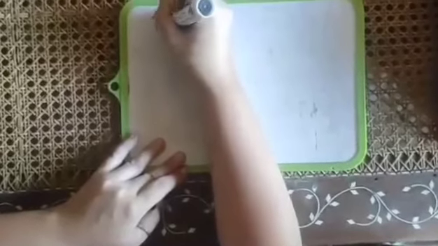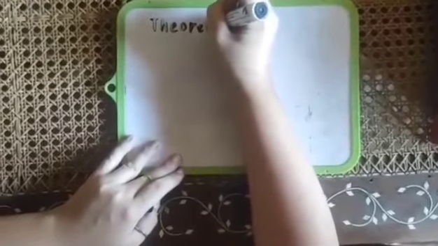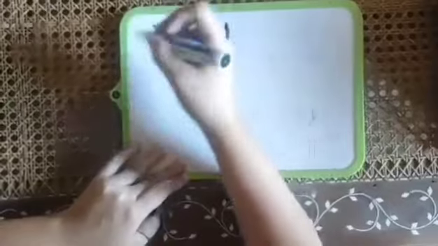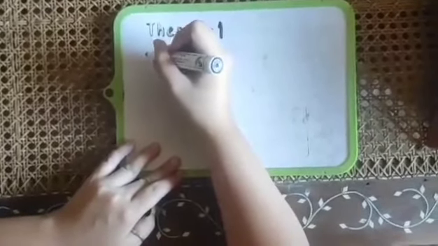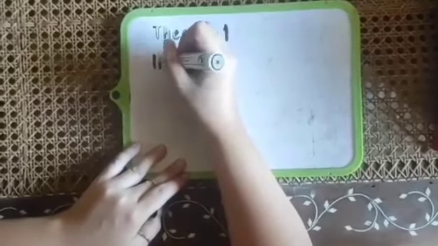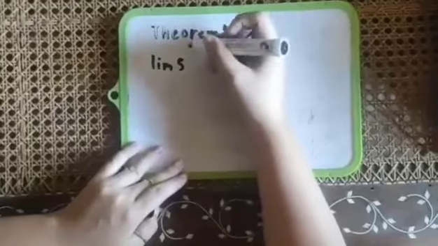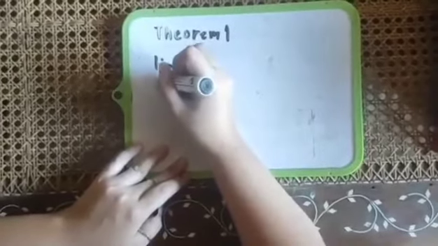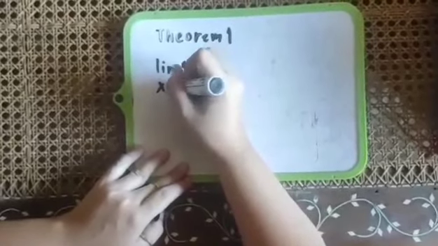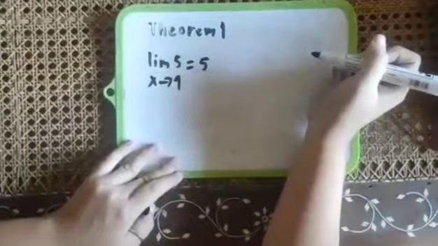Okay guys, as you can see in this first theorem, our formula is the limit of c as x approaches a is equal to c. In this first theorem, kahit gaano kalaki yung value ng x approaches, ang sagot is yung c. Example. As you can see in this example, the limit of 5 as x approaches 4, the answer is 5.